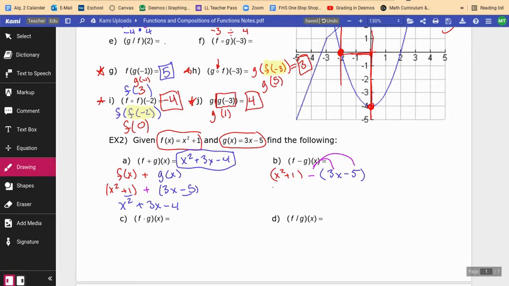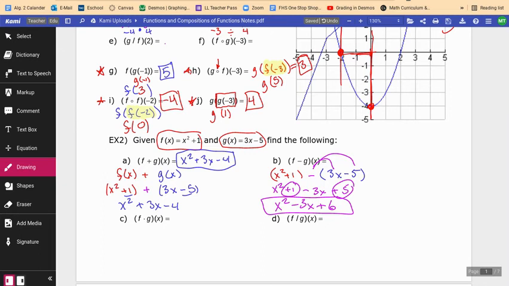So this side remains unchanged. And here, negative 1 times 3x is negative 3x. Negative 1 times negative 5 is a positive 5. And then again, I just combine like terms. So I have x squared minus 3x. Like terms are plus 5 and plus 1, so I have plus 6. So x squared minus 3x plus 6 would be my final answer for part B.